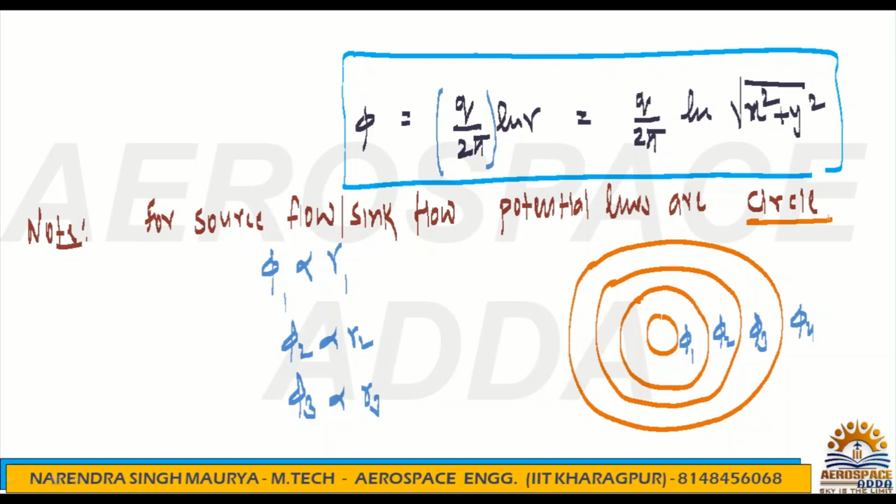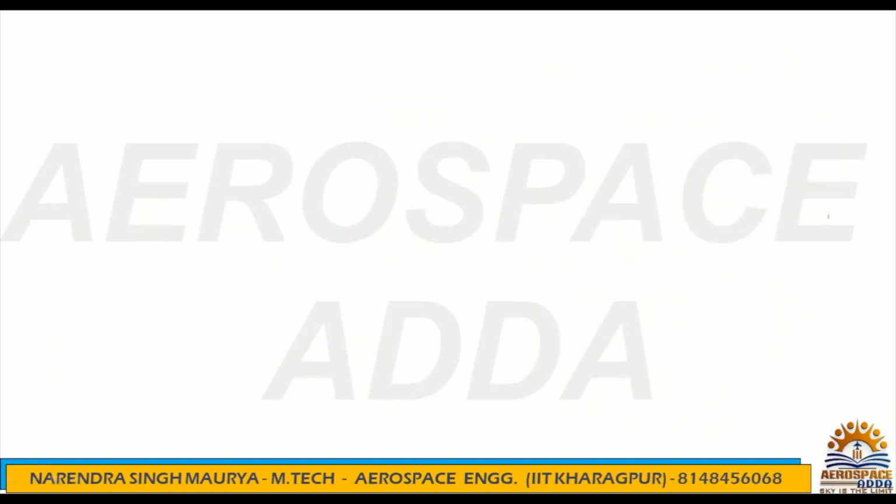Now we have to go for the stream function. The same thing we have to derive, in a similar way, for the source flow. We have to derive the equation of the stream function. Now you need to write your standard equation, as I told you, because it's a radial flow, so we will have only radial velocity.